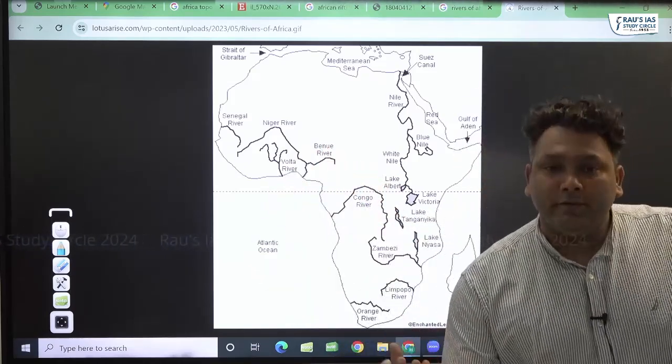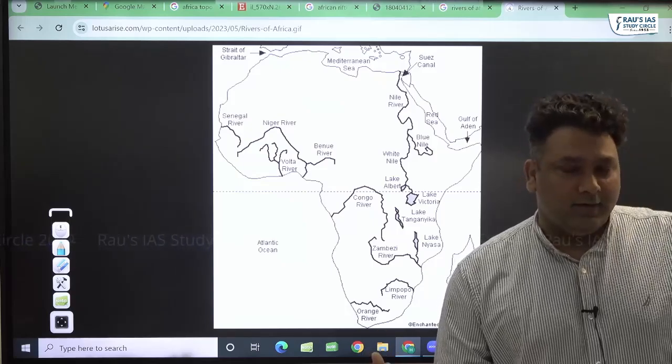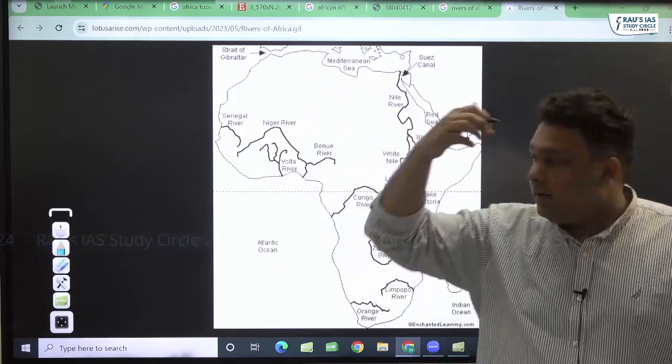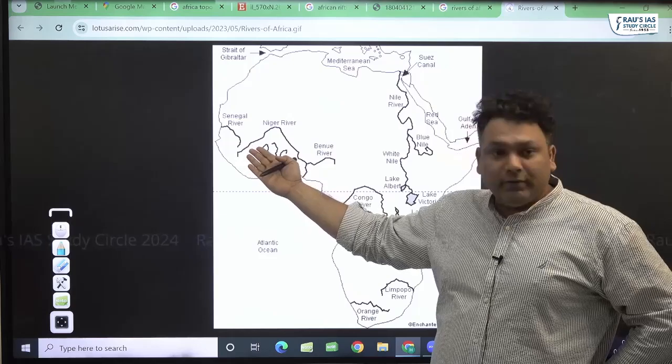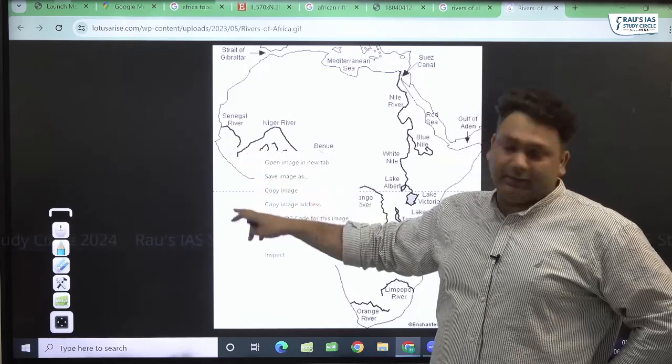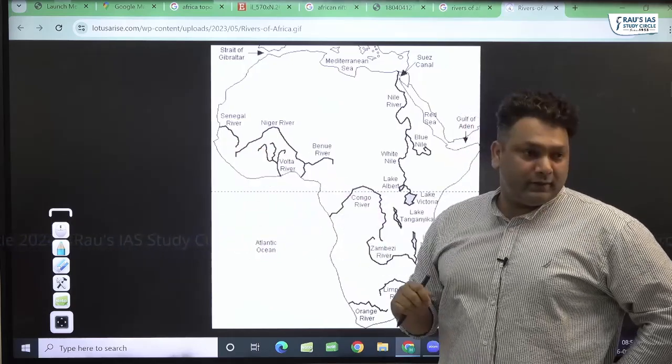What will be the source of the river? Any river, it should be a highland or a mountain. Now tell me, which mountain or highland do you have here? Guinea Highlands. See, two rivers are emerging from here.